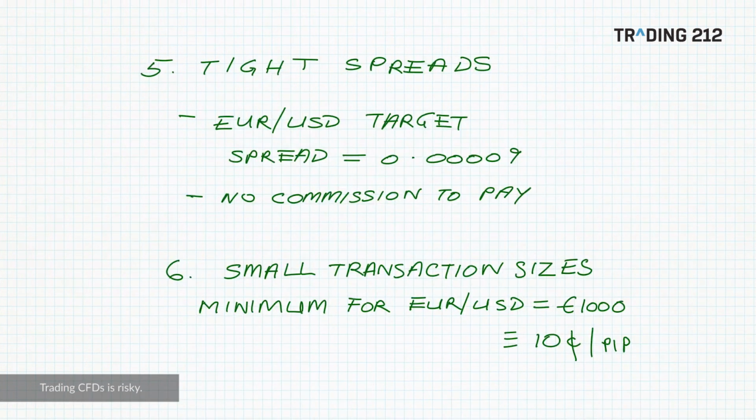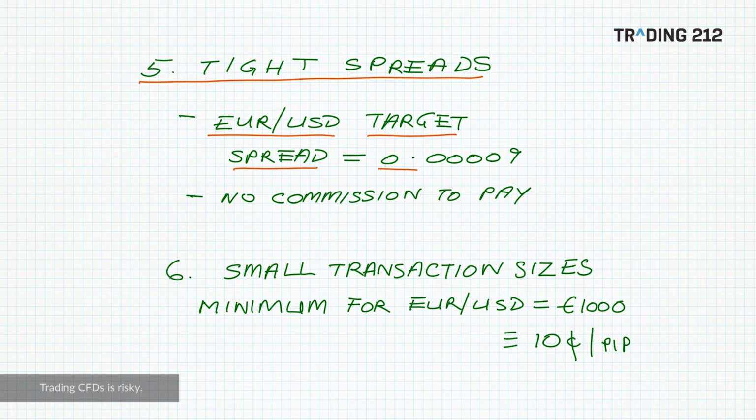Number 5 is the tight spreads that you get when trading Forex with Trading 212. Let's take Euro-Dollar as an example. Euro-Dollar is traded on what's called a floating spread, which means that the spread does vary from moment to moment, but the target spread with Trading 212 is 0.00009 of the exchange rate. So that's 9 fractional pips. It's less than 1 full pip. On top of those tight spreads, there's no commission to pay.